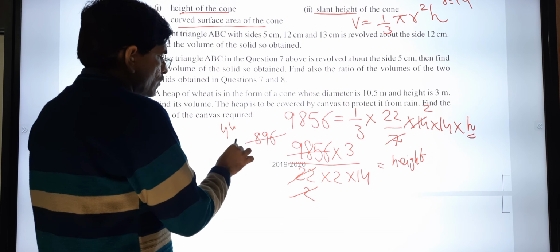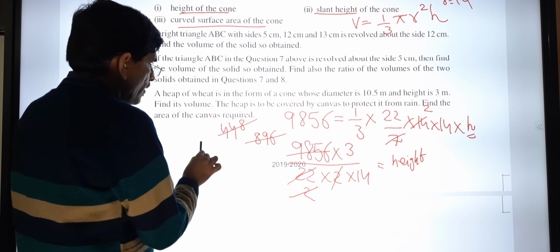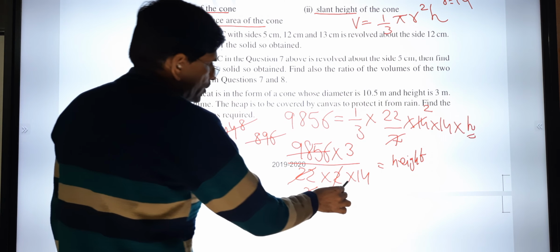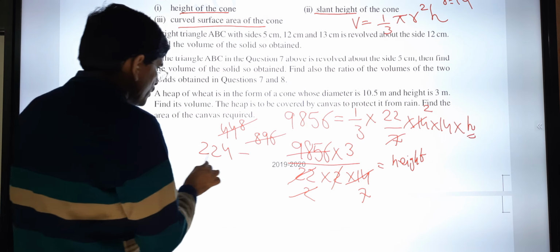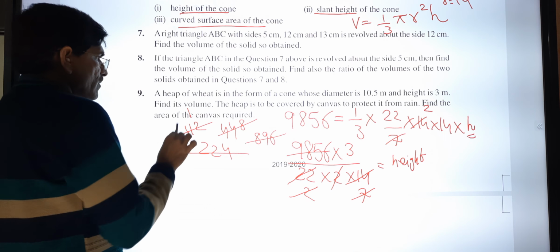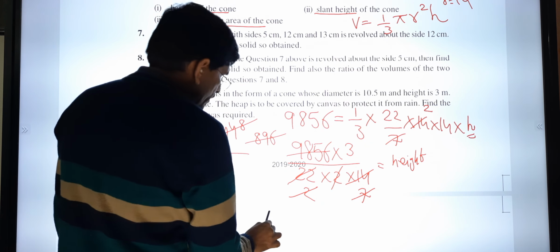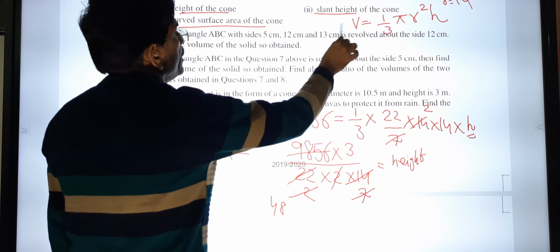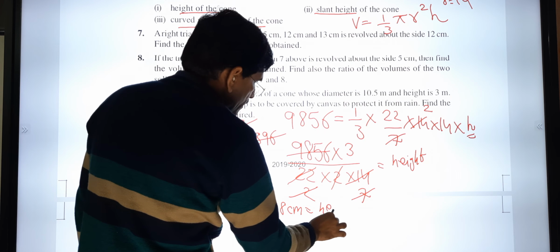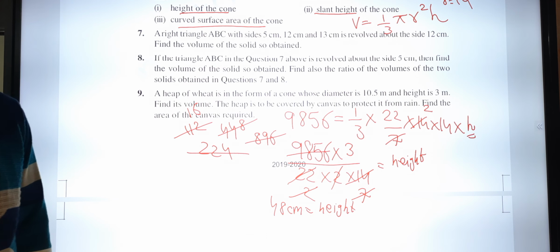2 4s are 8. Again we cut by 2. It is possible that we can cancel again 2 with 7, again 2, then 7 cancellation, 7 1s are 7, 7 6s are 42. So 16 into 3 is 48, and the unit is centimeter, that is our height. What is the height here now? 48 centimeter.